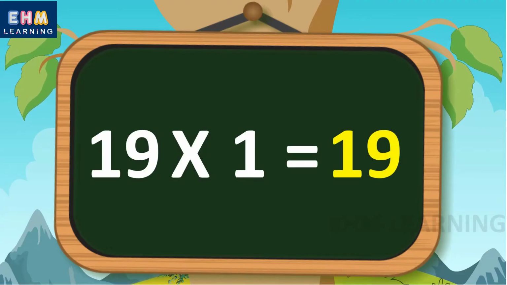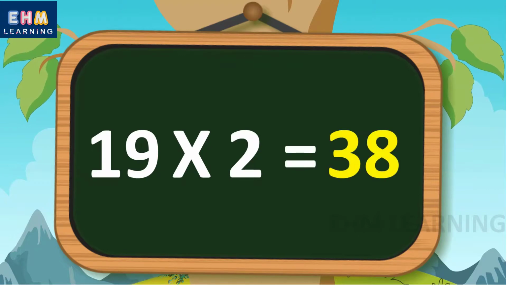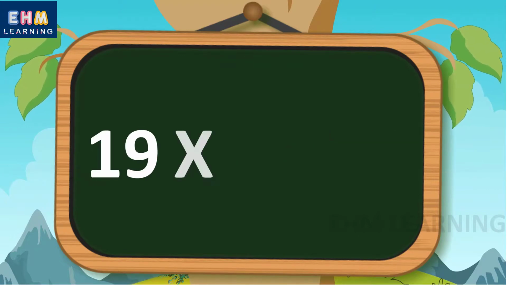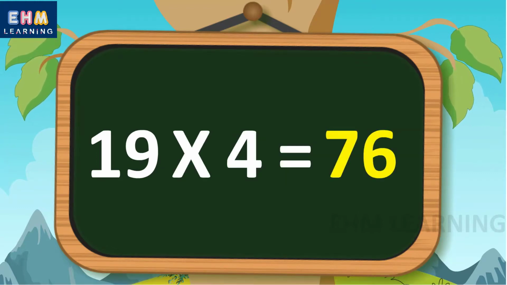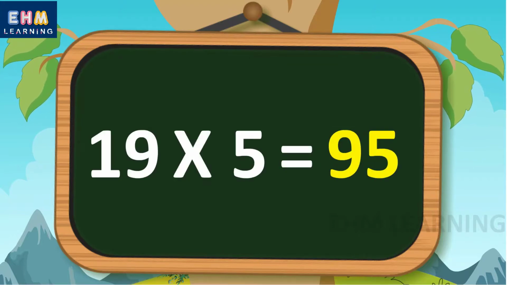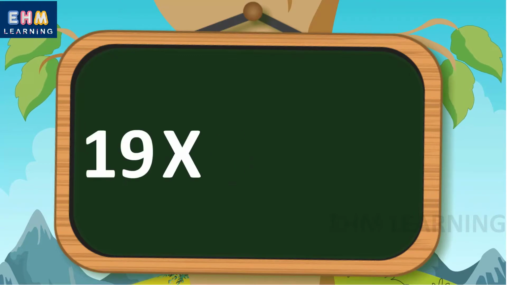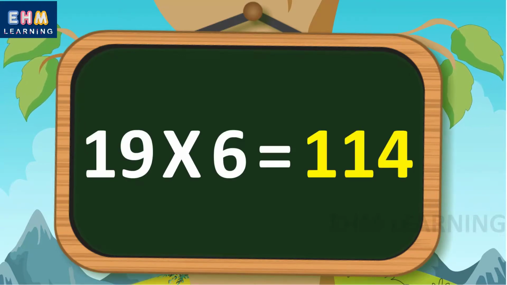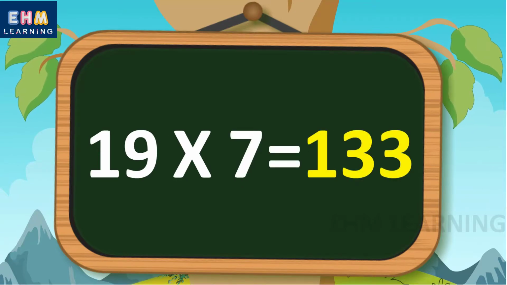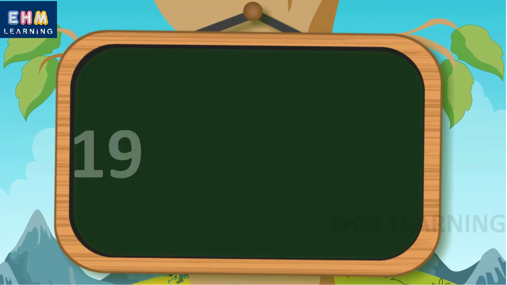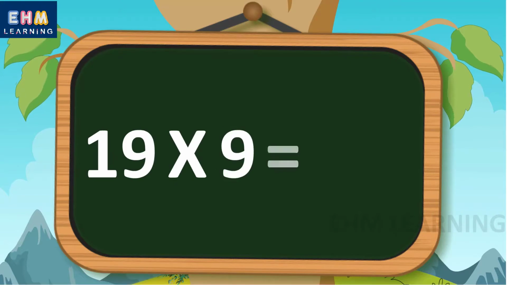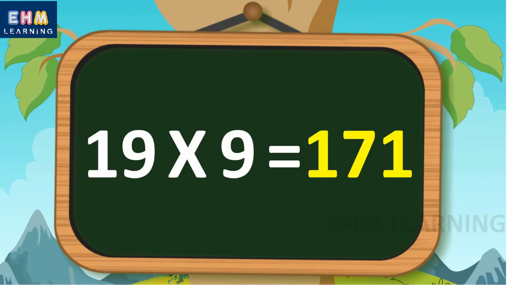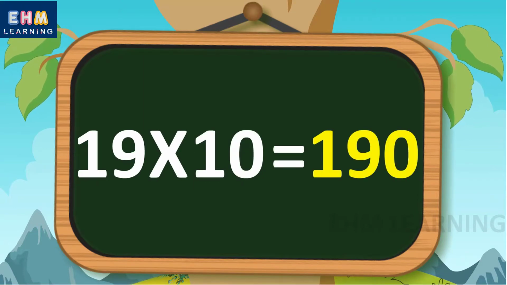19 ones are 19. 19 twos are 38. 19 threes are 57. 19 fours are 76. 19 fives are 95. 19 sixes are 114. 19 sevens are 133. 19 eights are 152. 19 nines are 171. 19 tens are 190. Let's learn again.